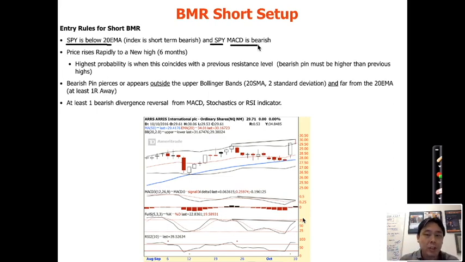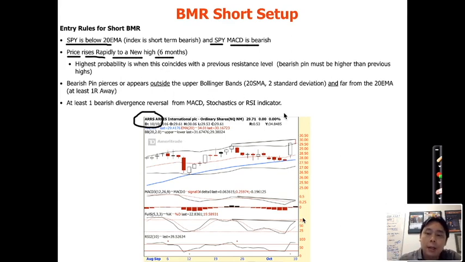Next, looking at the specific stock, in this case ARRS, we want to see price rising rapidly to a new high, the highest high over the last 6 months. The highest probability is when this coincides with a previous resistance level as well, and we want the bearish pin bar to be higher than the previous highs on the resistance. So what do I mean by this?